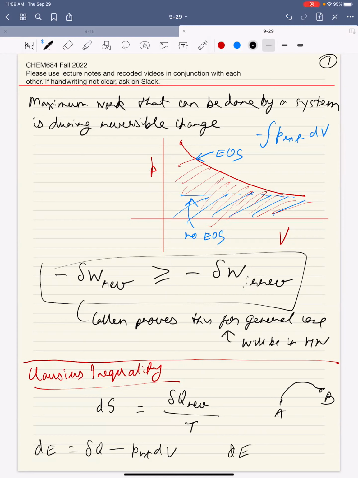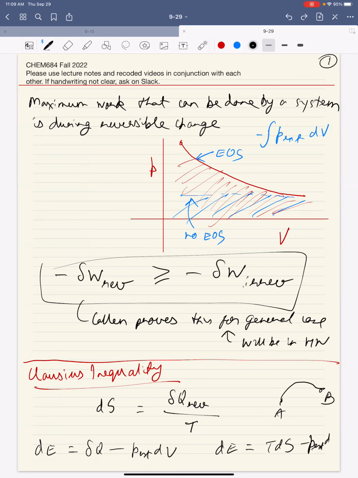How did we prove this? No one remembers? I'm giving it too much hand. You use the integrated first and second law, right? Then we said that we also know that dE is equal to TdS minus P external dV.